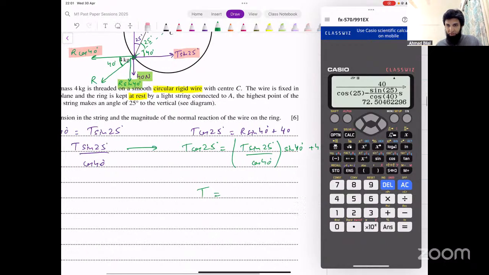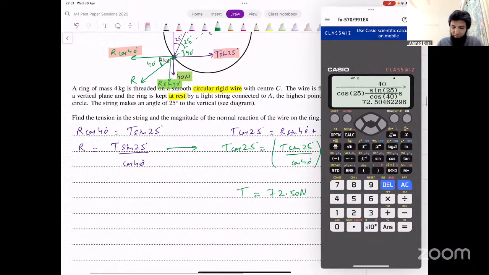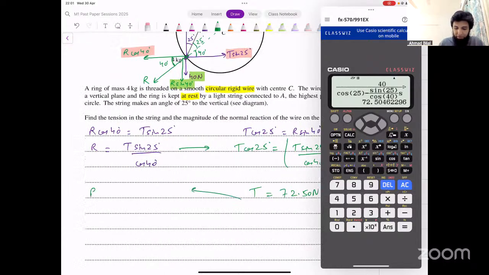72.5, yeah. So that's what you get, 72.5046, 72.50. That's the tension. Input that in the other equation now. You get the value of R from this. 72.5 into sine of 25 divided by cos of 40. What does that turn out to be? 40 Newton. Okay. And that's it.